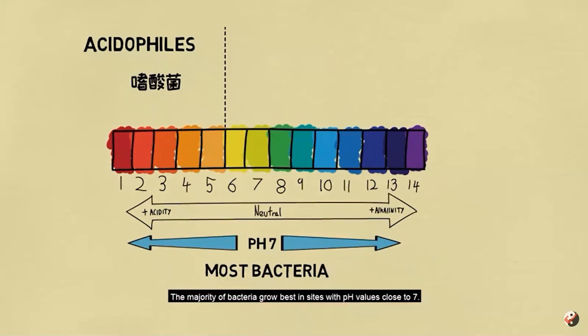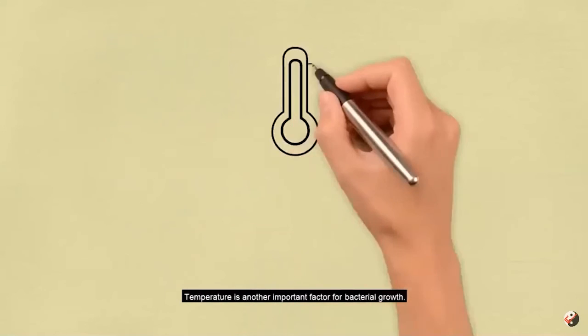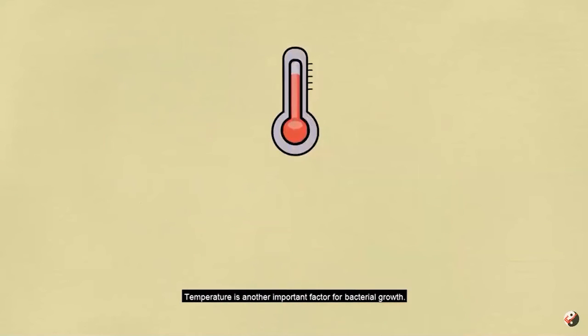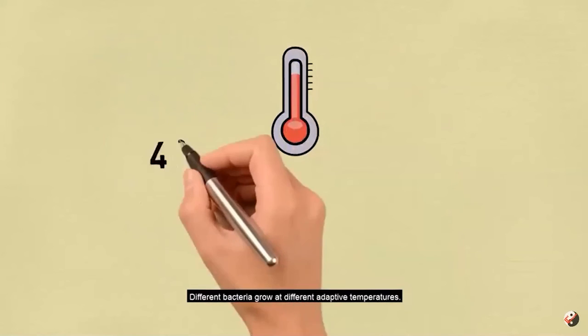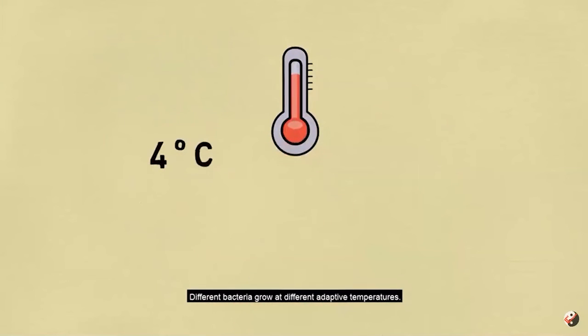Temperature is another important factor for bacterial growth. Different bacteria grow at different adaptive temperatures. Some bacteria can adapt to temperatures below 4 degrees Celsius or even below 0 degrees Celsius.